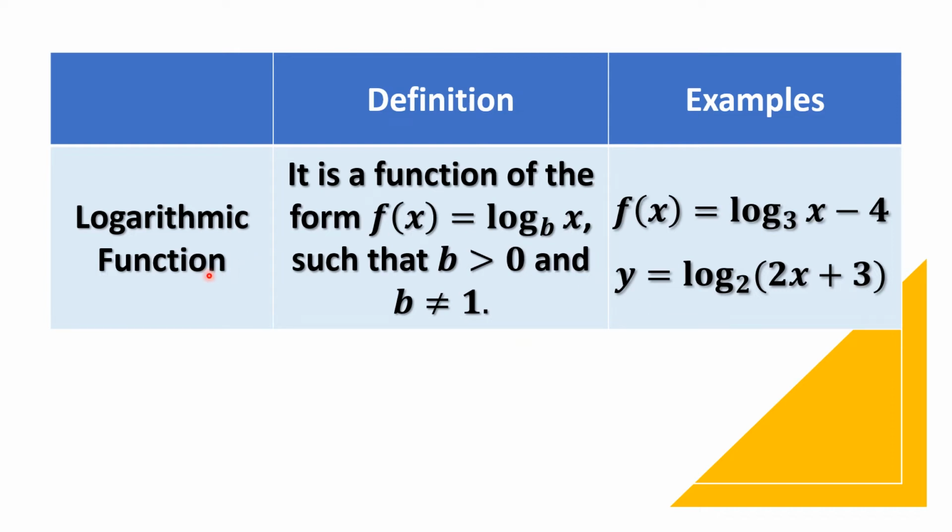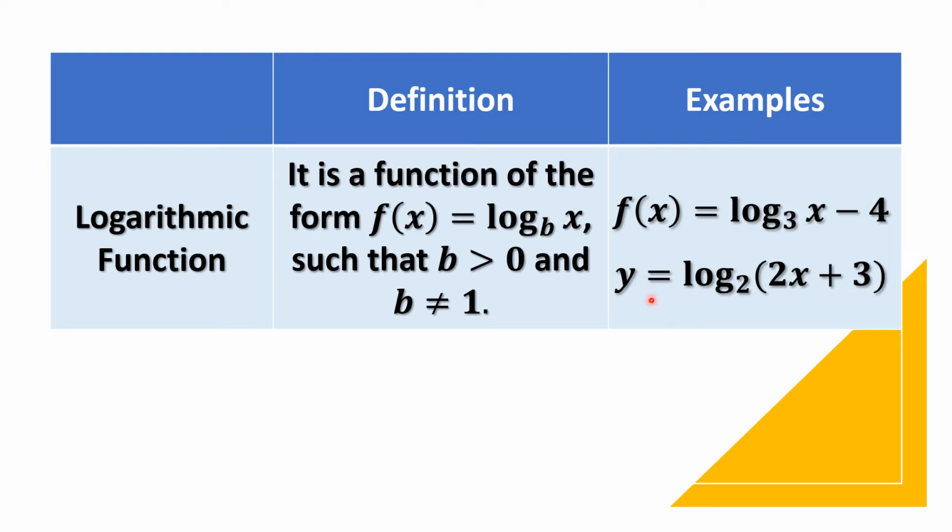Definition of terms. We have the logarithmic function. It is a function of the form f of x equal to the log of x with base b, such that b is greater than 0. That is, the base should be greater than 0 and should not be equal to 1. For example, f of x is equal to the log of x with base 3 minus 4. The function notation we used here is f of x.